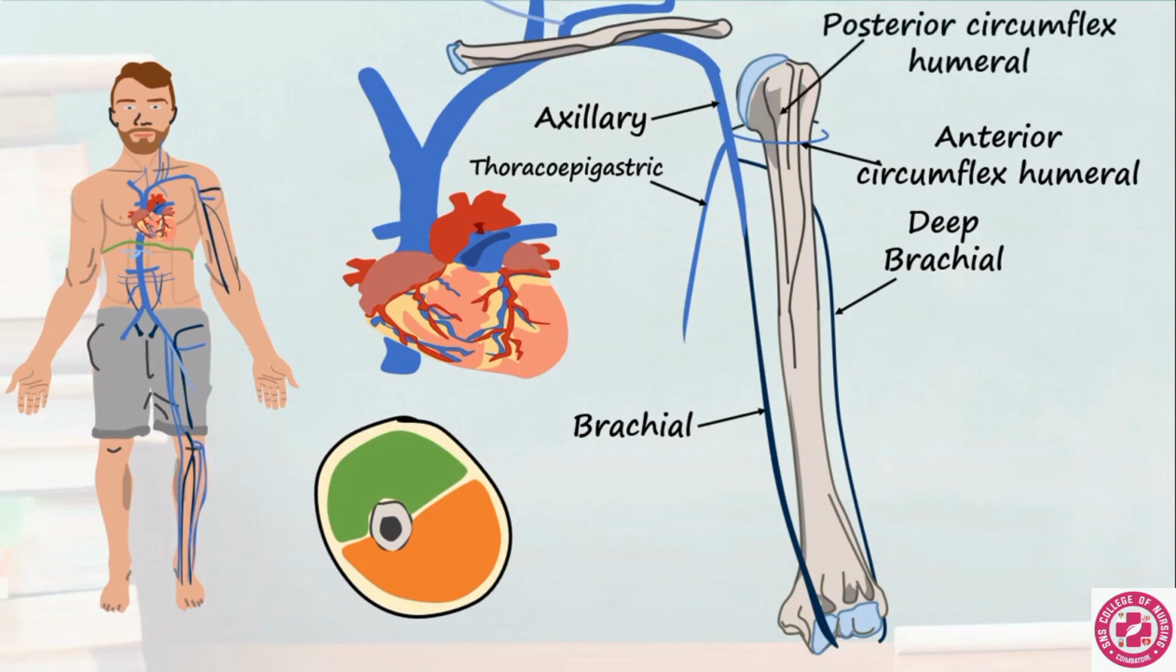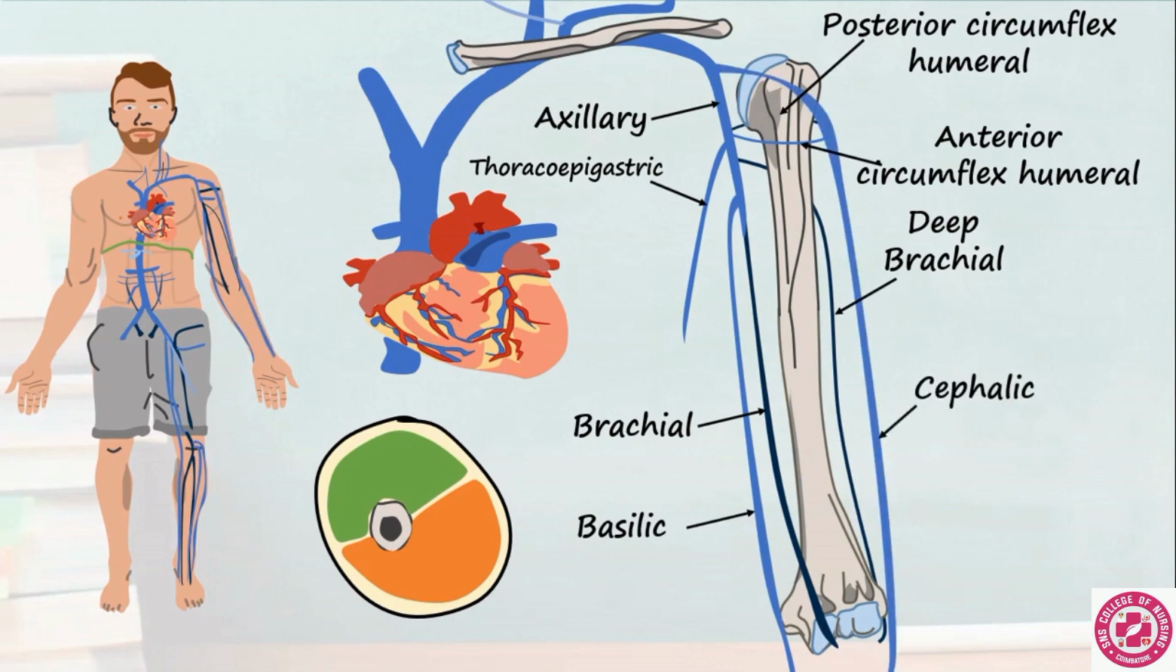Finally, just like the lower limb, there are two large superficial veins. On the medial side is the basilic vein, which drains into the axillary vein, and on the lateral side is the cephalic vein, which drains into the origin of the subclavian.